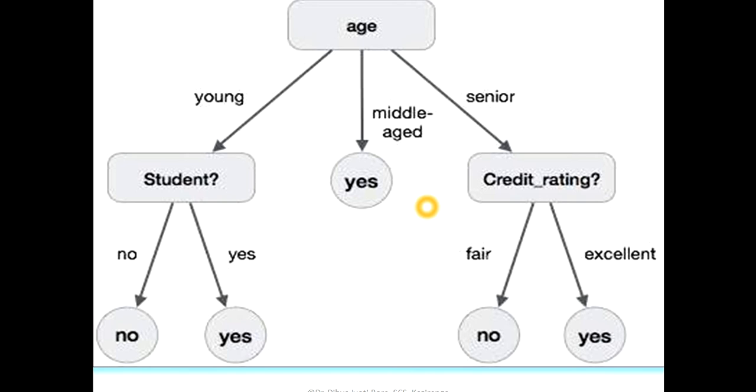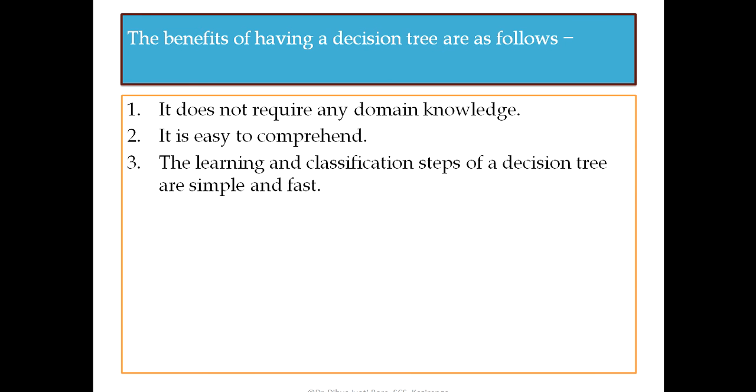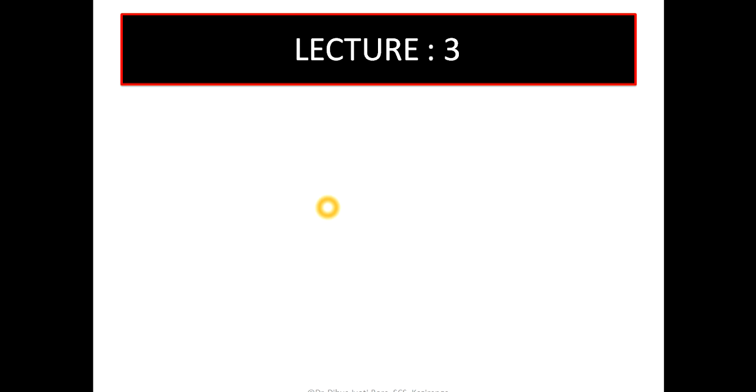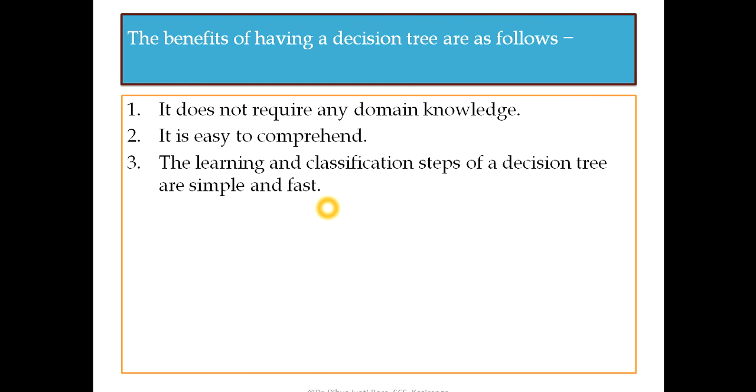So what are the benefits we have? It doesn't require any domain knowledge to construct a decision tree. It is very easy to comprehend, and the learning and classification steps of a decision tree are very simple and fast too.